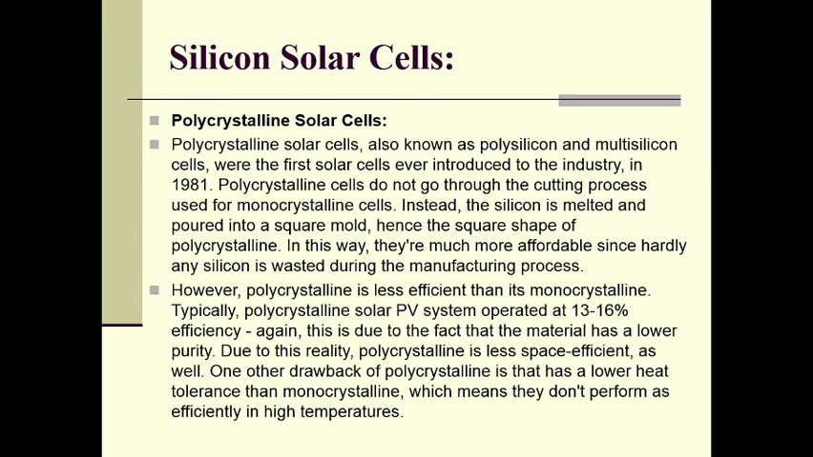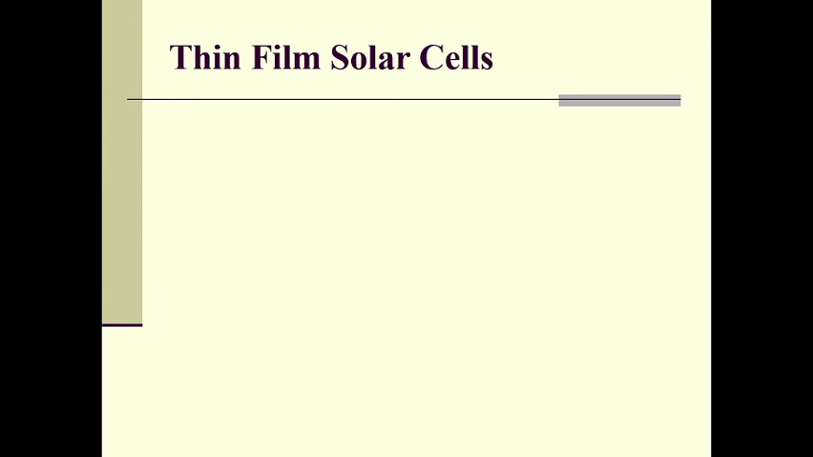However, polycrystalline is less efficient than monocrystalline, right? Typically, polycrystalline solar PV systems operate at 13 to 16% efficiency. Again, this is due to the fact that the material has a lower purity. Due to this, polycrystalline is less space efficient as well. One other drawback of polycrystalline is that it has a lower heat tolerance than monocrystalline, which means they don't perform as efficiently in high temperatures. Alright, let us move to another type, that is thin film solar cells.